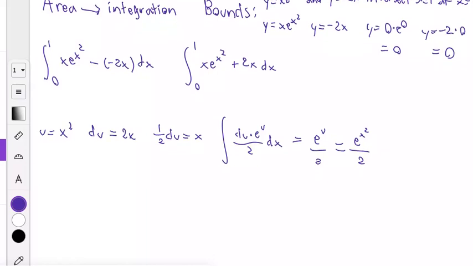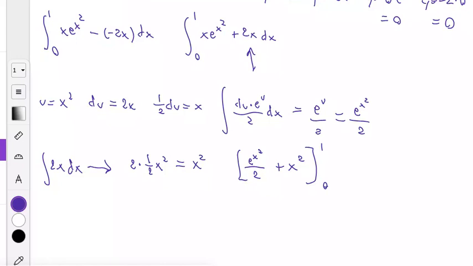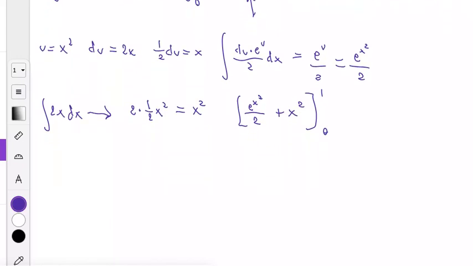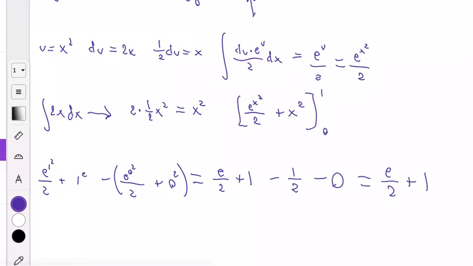Now we'll also have to add this with our integration of 2x. When integrating x, it simply turns into 1/2 x squared. So let's multiply 2 times 1/2 x squared, which is equal to x squared. Now let's add these two separate integrations together. Now that we have this, we can simply solve it from 1 to 0. This is our final answer. It can also be written as e plus 1 over 2.